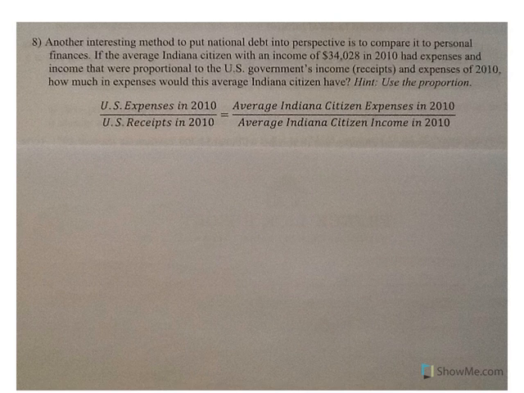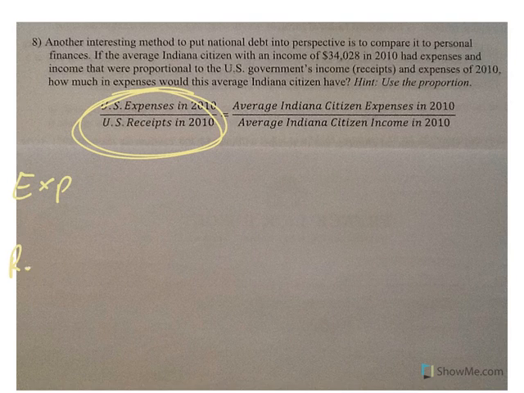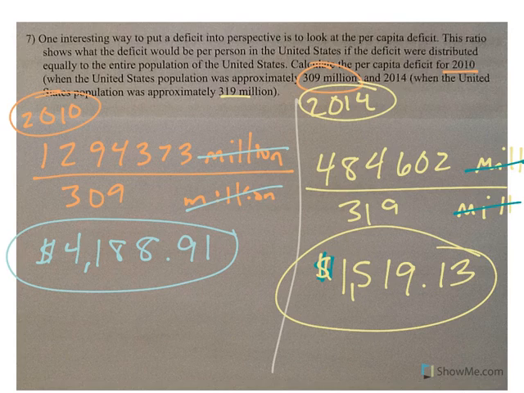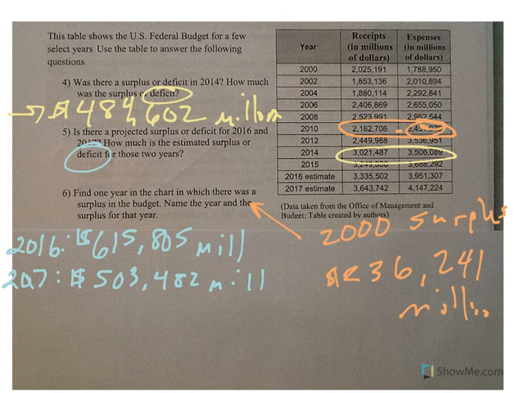All right, we can also do a comparison. I like to call these what-if problems. We're going to go back to 2010, and compare if an Indiana citizen spent money like the U.S. government, how would that have an effect? So first, let's come up with a U.S. expense ratio here. Expenses on the top, receipts on the bottom for 2010. And again, I'm getting these from this table.